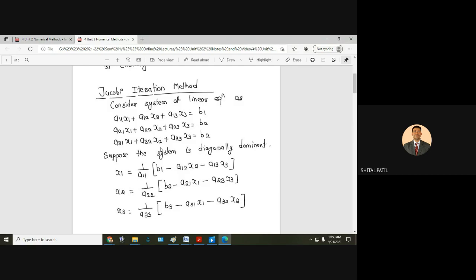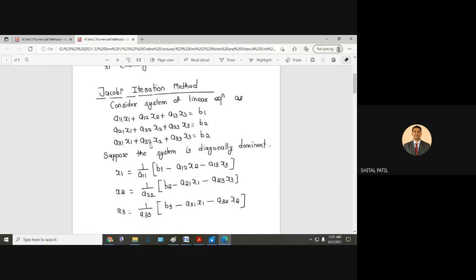Then in the remaining two equations, you check the coefficient of x2. Numerically, the coefficient should be highest. That will be the second equation. Remaining will be the third equation. And every equation should be diagonally dominant. That is, a11 should be greater than a12 plus a13, taking the modulus value. Then a22 should be greater than a21 plus a23, and a33 should be greater than a31 plus a32. Again, take the numerical value.